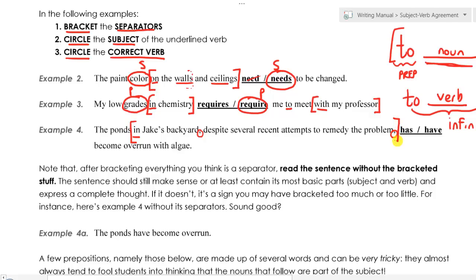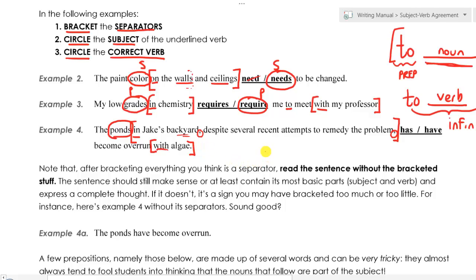So I'm actually not going to end my bracket after the backyard, which is the object of the preposition in. I'm going to end my bracket all the way over here after problem, because all of this stuff in between ponds, which is my subject, and the verb over here, all of that stuff in the brackets is separator. By the way, you do have another preposition, this with right here, so we can bracket that with algae.